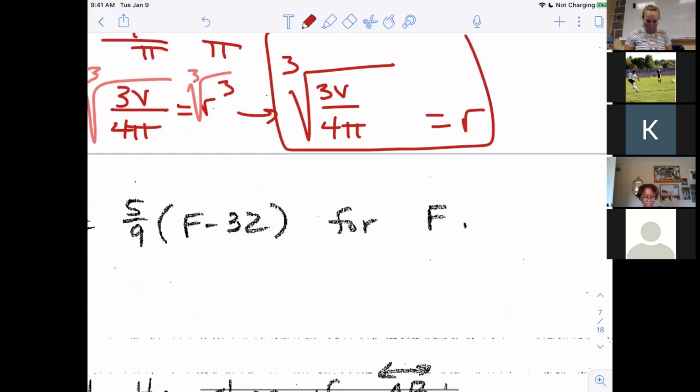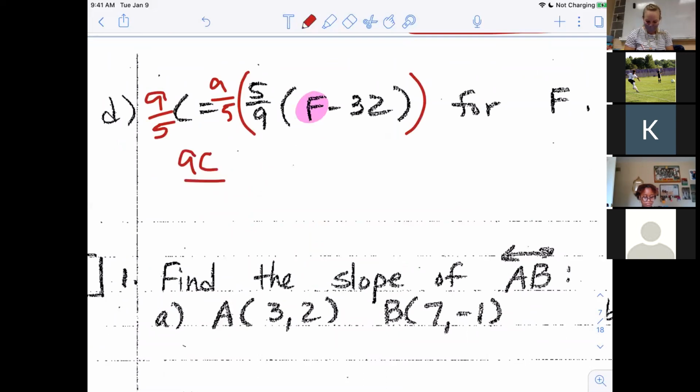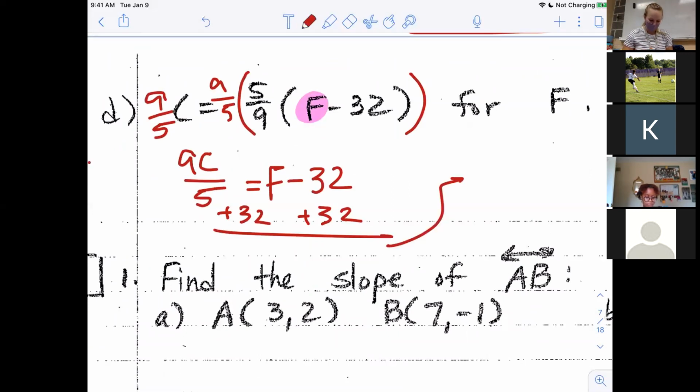And then the last one is c equals 5 over 9, parentheses f minus 32, and we're solving for f. So again, I'm going to do my fractions, multiply by 9 over 5, 9 over 5, 9c over 5 equals f minus 32. When I add 32, does it also go under 5, or does it just go next to them? No. Next to them, very good. Sorry, I ran out of room.